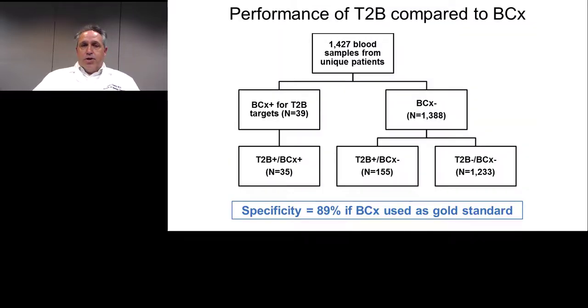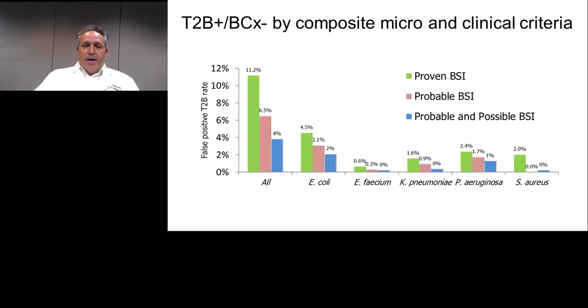So here's a look at the entire cohort. Toward the left, the sensitivity that I mentioned of 90% with the 35 out of 39 patients detected by T2 bacteria. On the right, you can see the large group of patients in whom blood cultures were negative. And here, calculating the specificity, if we use blood culture as the gold standard, the T2 bacteria specificity was calculated at 89%, or 1,233 patients out of 1,388. So that's with proven bloodstream infection using blood culture as the gold standard.